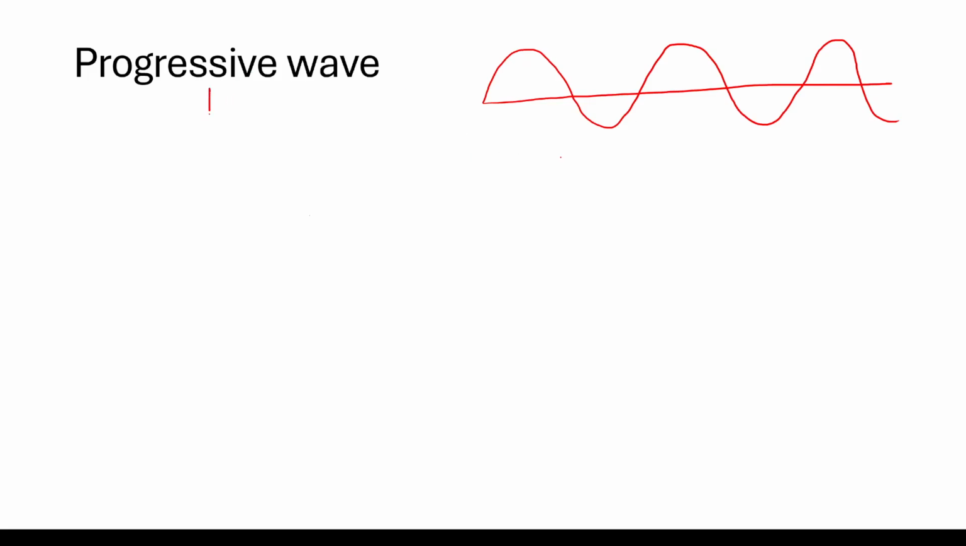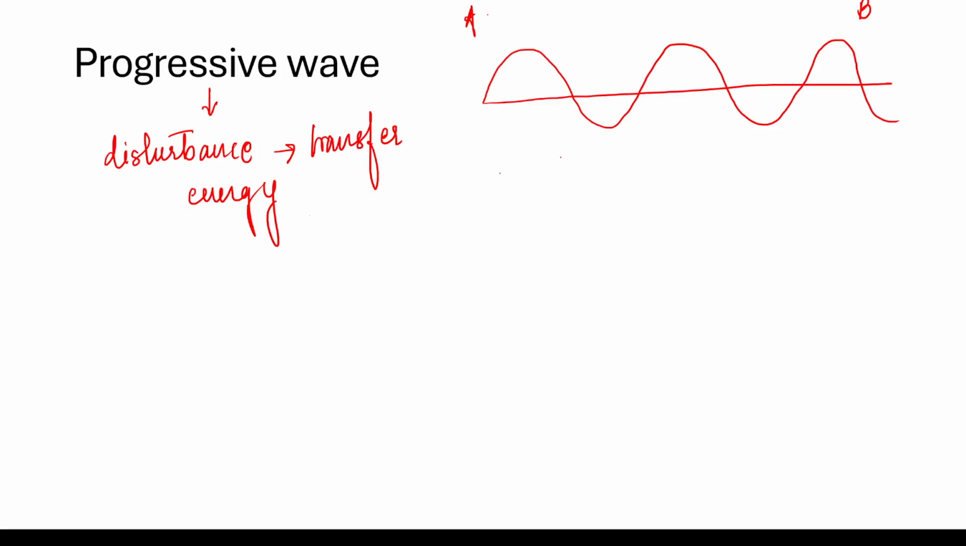Why is it a progressive wave? Because it progresses from point A to point B. And it is defined as a continuous disturbance which transfers energy. So in the diagram that I have made, our energy is traveling from A to B.